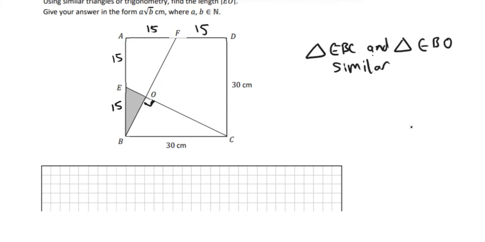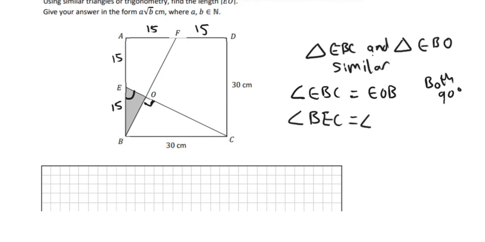Let's take the right angles, because each of them has a right angle. So the angle EBC in the big one is equal to EOB, because both are 90 degrees. And then this angle here is the same angle in both triangles. In the small triangle it's BEO, and in the big triangle it's BEC. So those two have to be equal to each other, because it's the same angle.